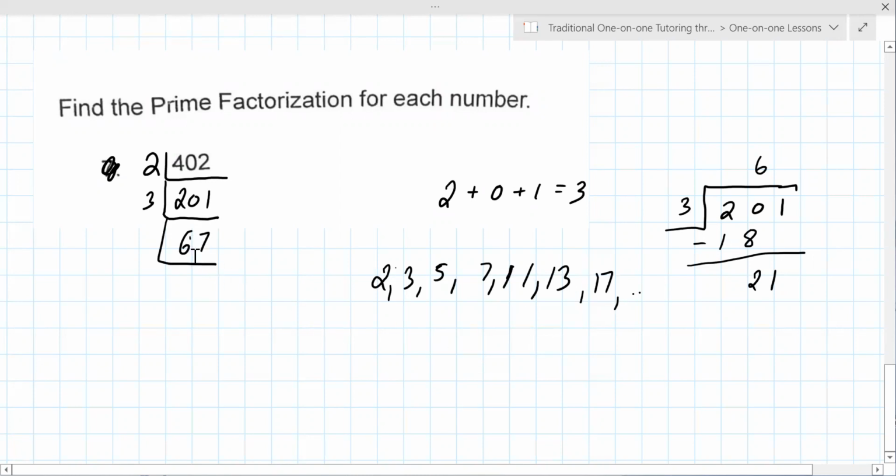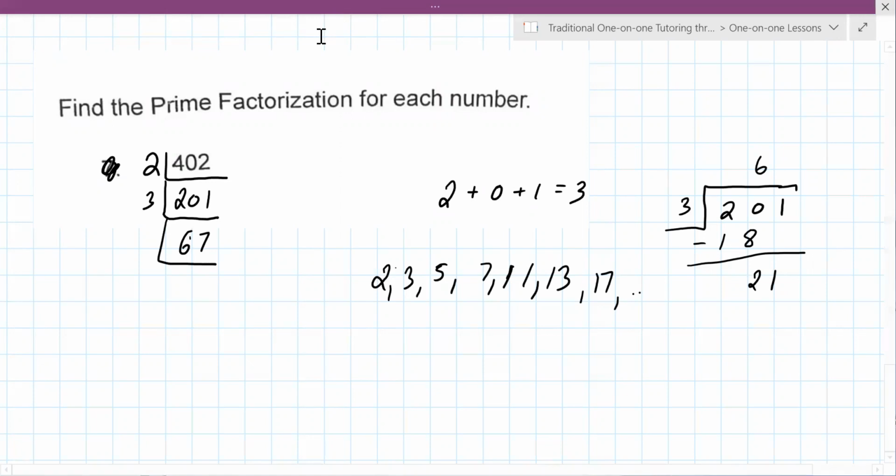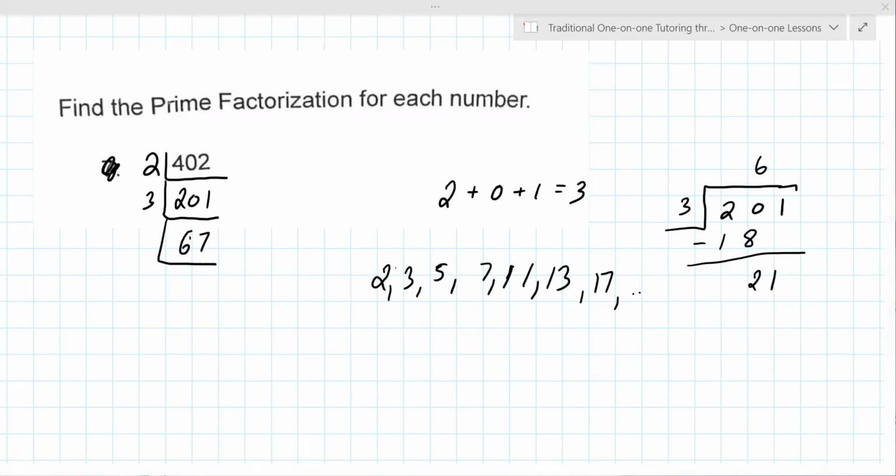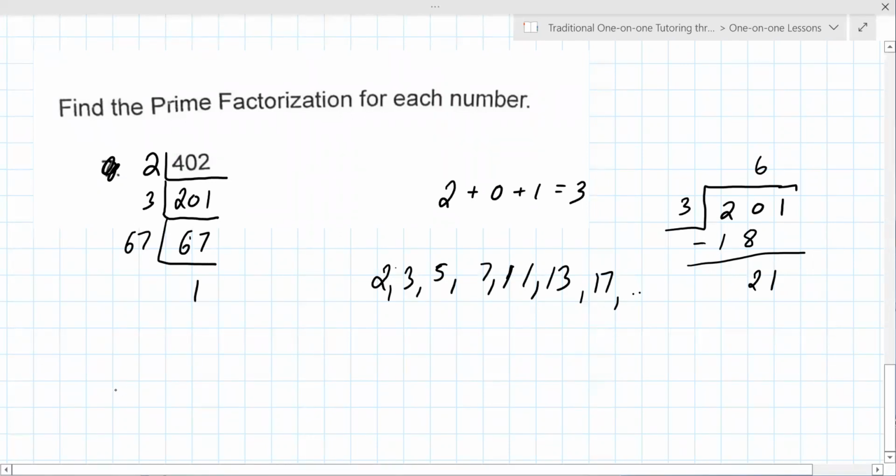With 67, it kind of looks like it might be prime, but kind of might not be, but I think it is. I believe it is. And you can always go out to the internet and just type in list of prime numbers. Print that. Okay. And then get that list here. And 67 is on the list. Okay. Yeah. So your final answer is 2 × 3 × 67.